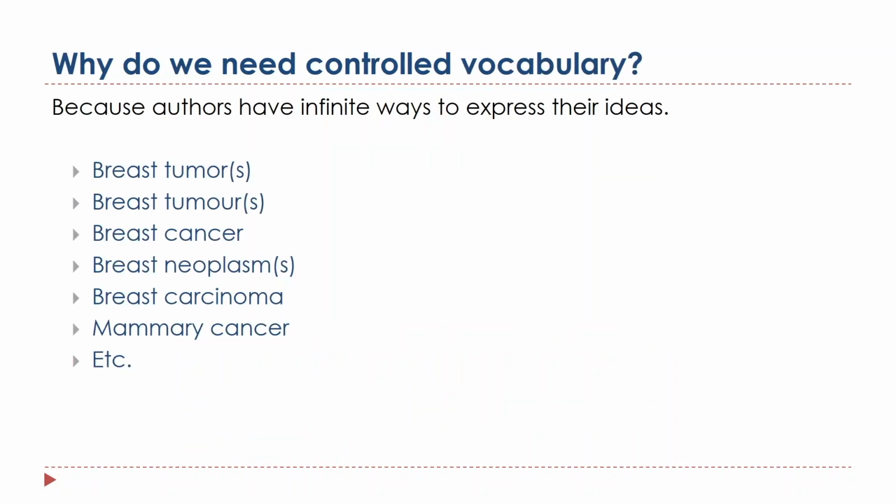So why would we need a controlled vocabulary? Because authors have infinite ways of expressing their ideas. So for example, breast tumors, breast cancer, breast neoplasms, breast carcinoma, etc. They all refer to breast cancer, but they're just many different ways of referring to the same thing. So they all fall under the term breast neoplasms in MeSH, or in the medical subject headings. So this way, it makes it much simpler for people to index articles and make them easier to search for.